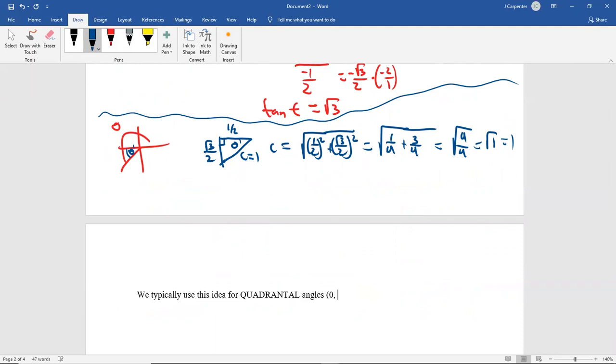Where 0, 90, 180, 270, 360 degrees, and 540, etc. Just keep adding 90. Or in radians, 0, pi over 2, pi, 3 pi over 2, 2 pi, etc., etc., etc.